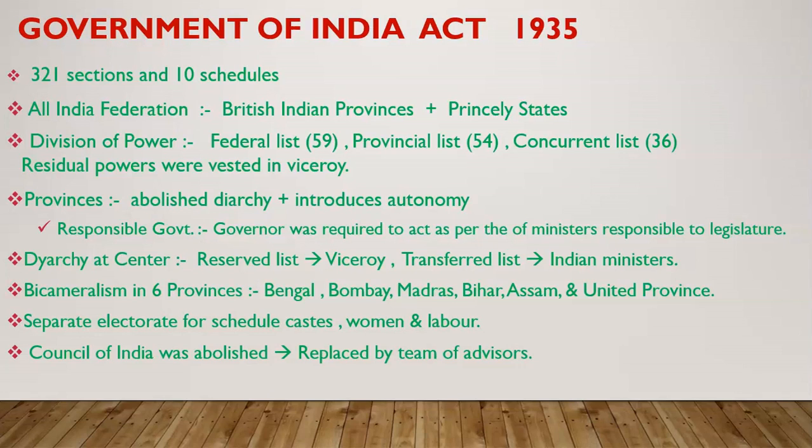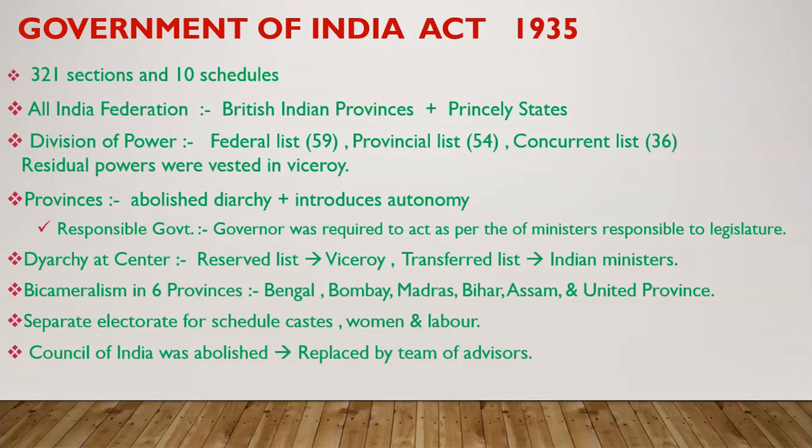So the Government of India Act 1935 provided for a bicameral legislative council for provinces, means now the provincial legislative council of 6 provinces, Bengal, Bombay, Madras, Bihar, Assam and United Province, would have two houses, lower house and upper house. The lower house was called the legislative assembly and the upper house was called the legislative council. And the same practice continues till now also.